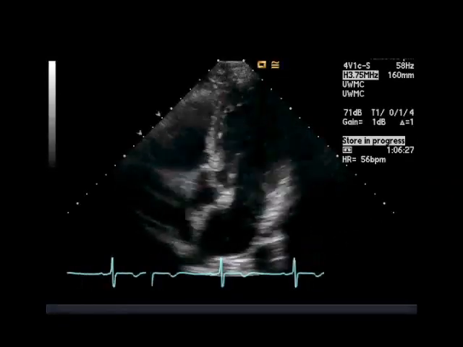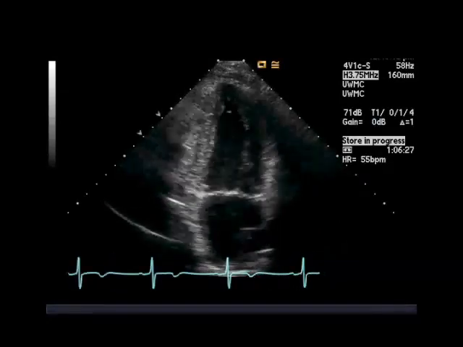With anterior angulation of the image plane, the aortic valve is seen in a view nicknamed the apical 5-chamber view. This view is useful for recording LV outflow and transaortic Doppler velocities.